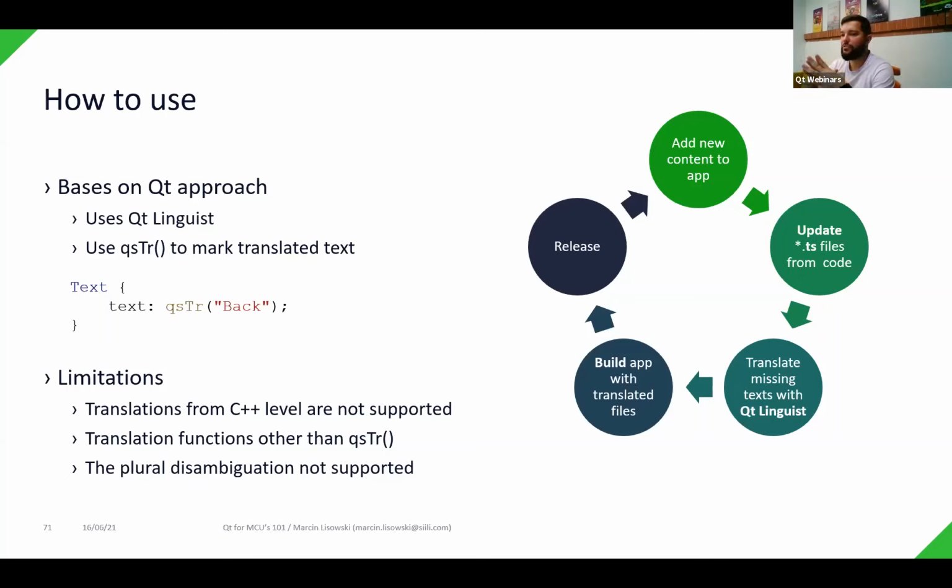It comes with some limitations. The most important one is that from C++ you cannot provide any translated string. So all of your translations have to be located in QML. We do not support in Qt for MCUs other translation functions than QSTR. In the big Qt there are some more, but here there is only that one. And plural disambiguation is not supported, so you don't have a plural version of your translated string. You have to work this out in a different way.